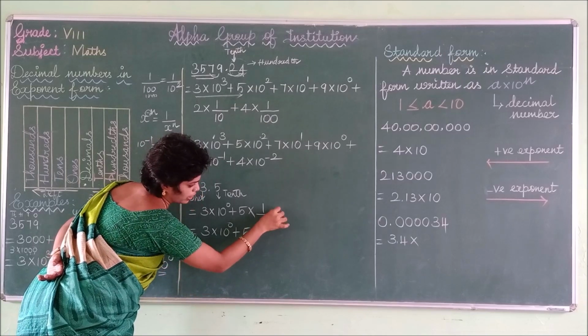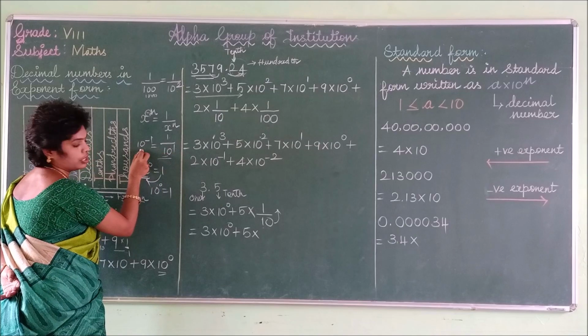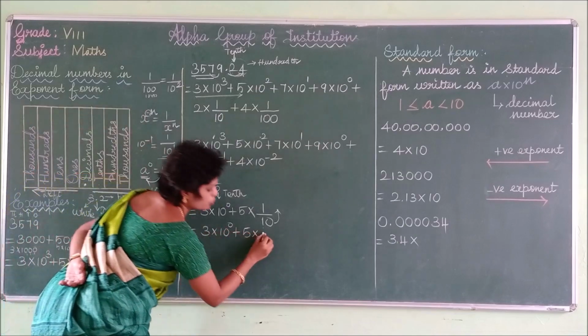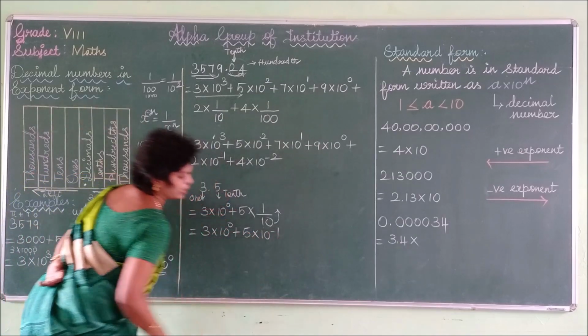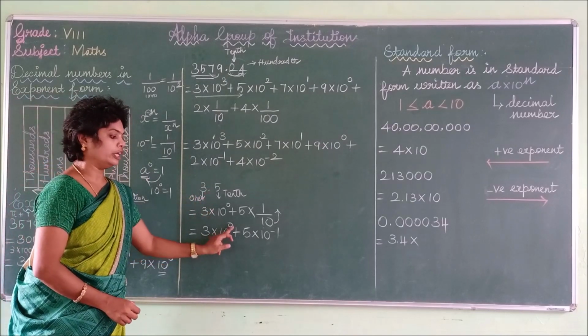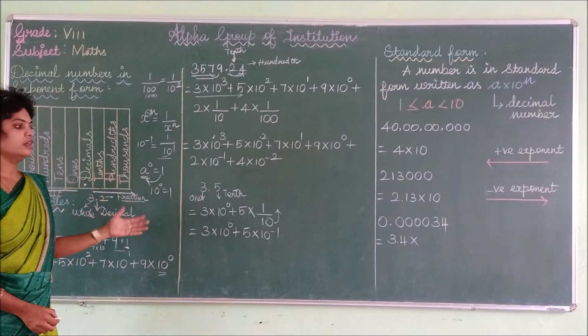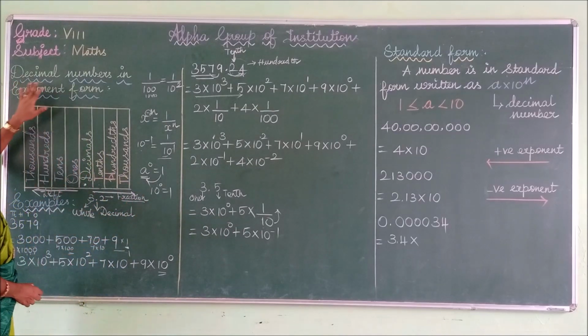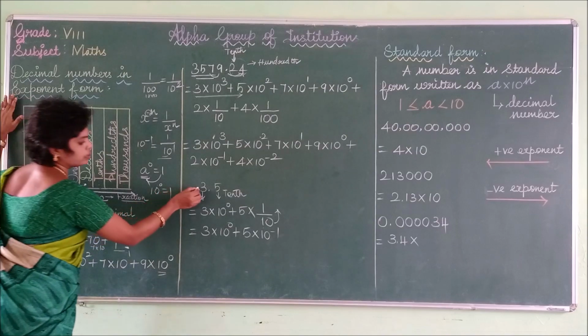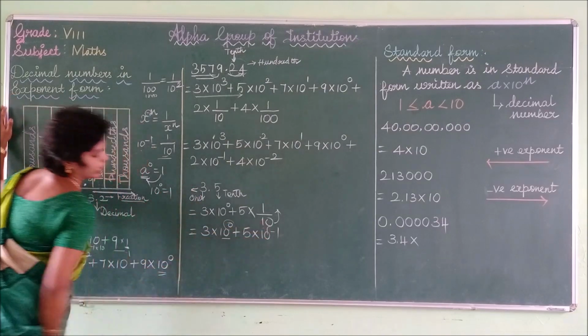So 3 into 10 to the power 0 plus, how can you write this one? You can write 1 by 10 power 1, which is equal to 10 power minus 1. So 5 into 10 power minus 1. So 3.5 will be changed as 3 into 10 to the power 0 plus 5 into 10 to the power minus 1. So this is the decimal number in exponent form. This is a decimal number, and we have represented it in the form of an exponent.